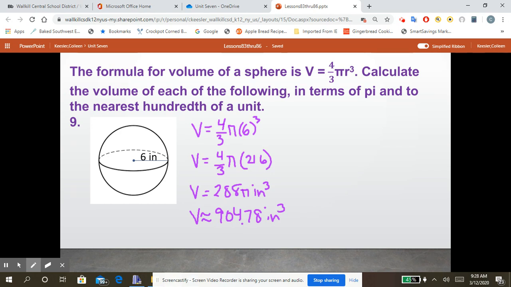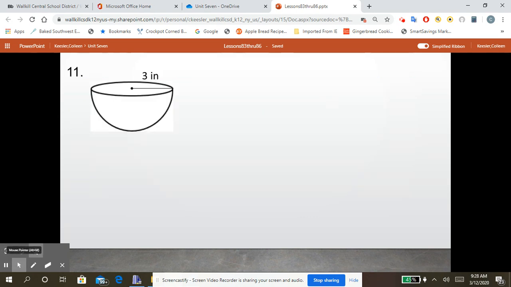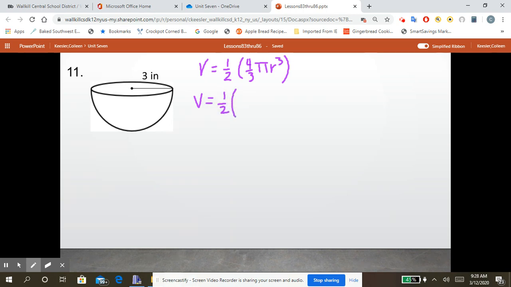All right, so that's when you have a whole sphere, but sometimes you're going to be given a hemisphere or a half sphere. So in this case, we have to keep in mind that since it's half of a sphere, we need to multiply by 1/2 as well. So we're going to alter the formula a little bit. We have 1/2 times 4/3 pi r cubed for a hemisphere. So now we plug in our radius, which is 3. Always make sure it's the radius and not the diameter. So that's 4/3 pi times 3 cubed.